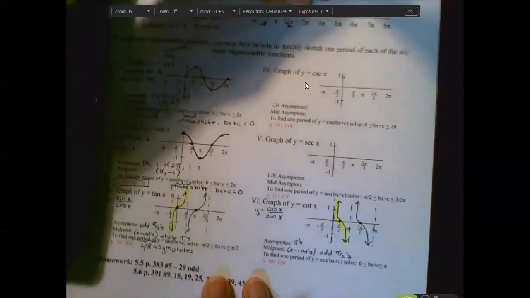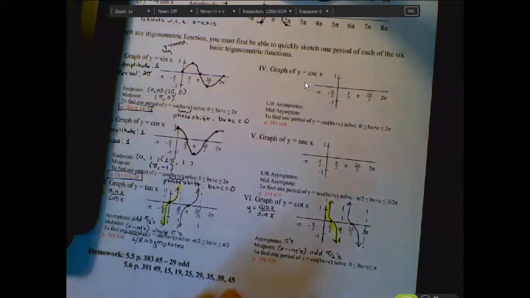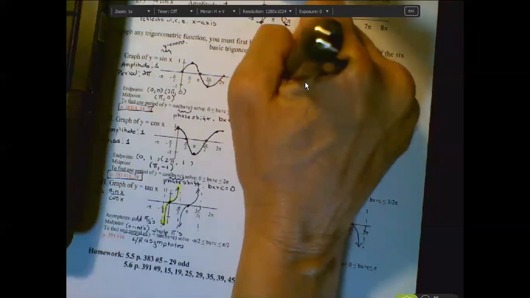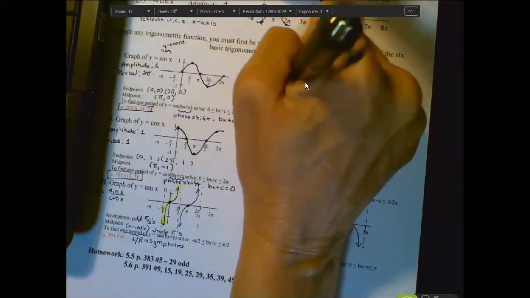All right. Let's do our summary of cosecant and secant. Cosecant is 1 over sine. So where will it have its vertical asymptotes? Wherever what?